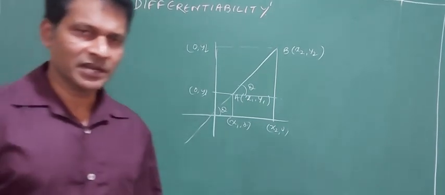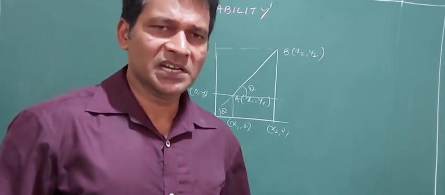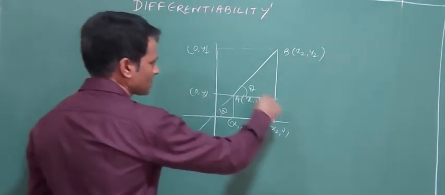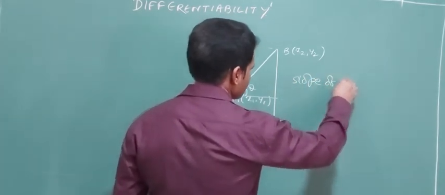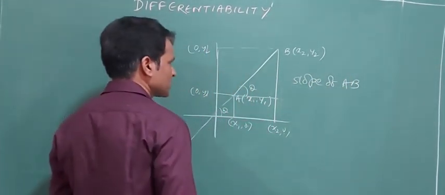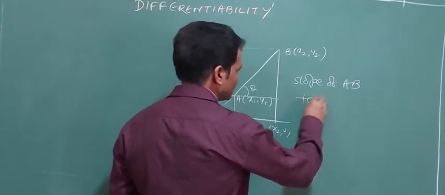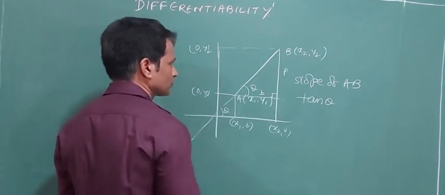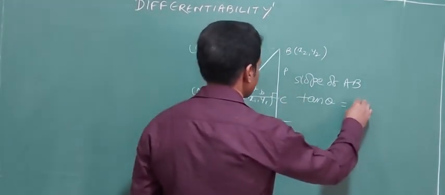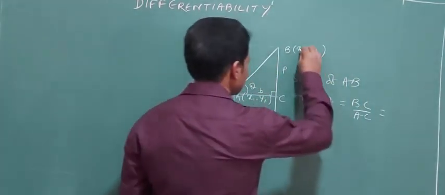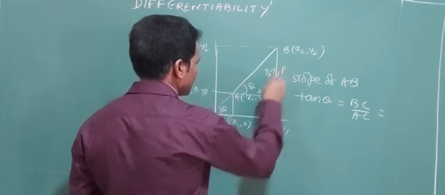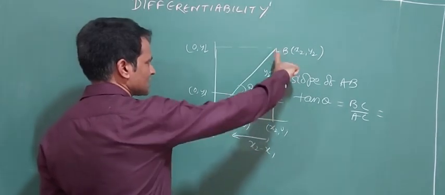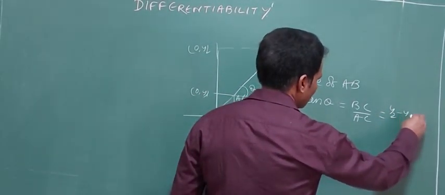So what is gradient? It is the angle made by a line with respect to positive direction of x-axis in the form of tan theta, which is known as slope as well. What is the slope of AB? Slope of AB is equal to tan theta. What is tan theta? Perpendicular by base. This triangle I am considering. That is your BC by AC. BC is y2 minus y1. AC length is x2 minus x1. So this is y2 minus y1 by x2 minus x1.